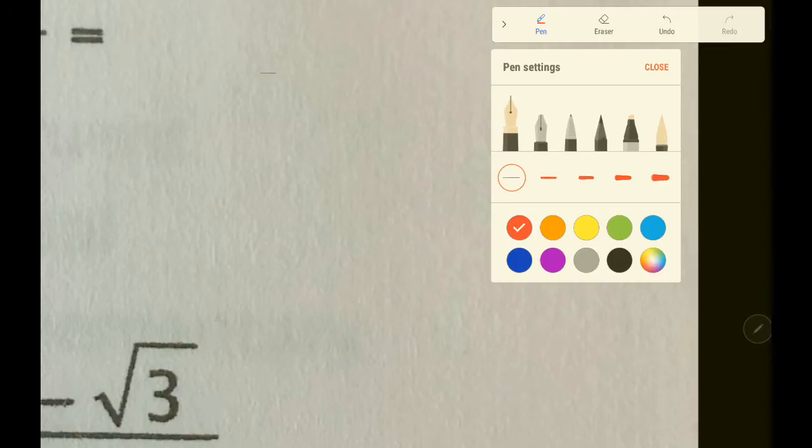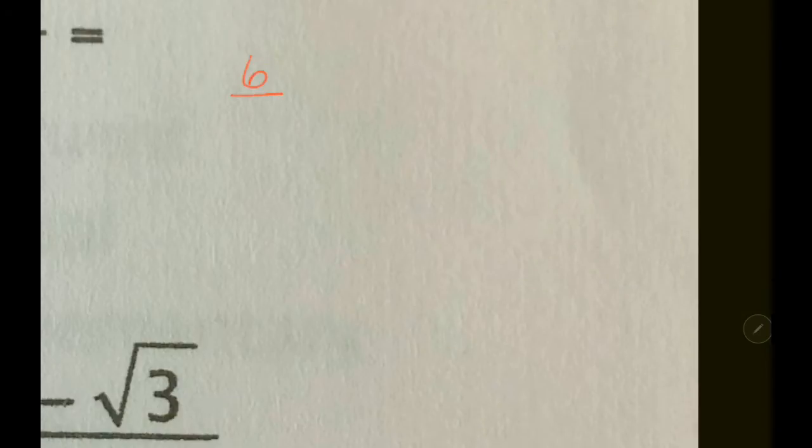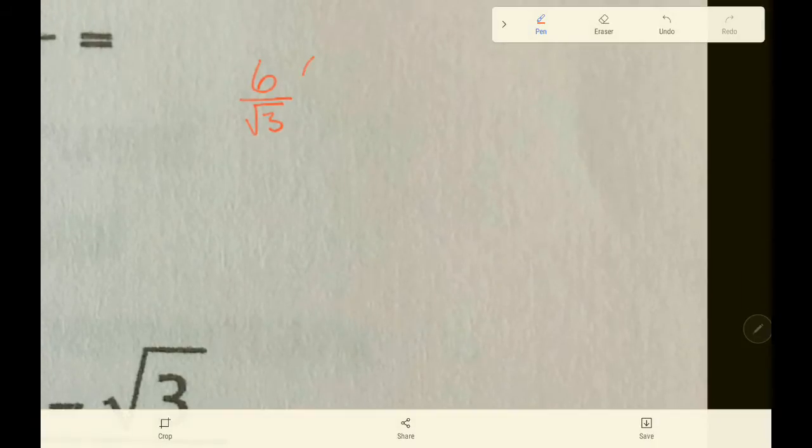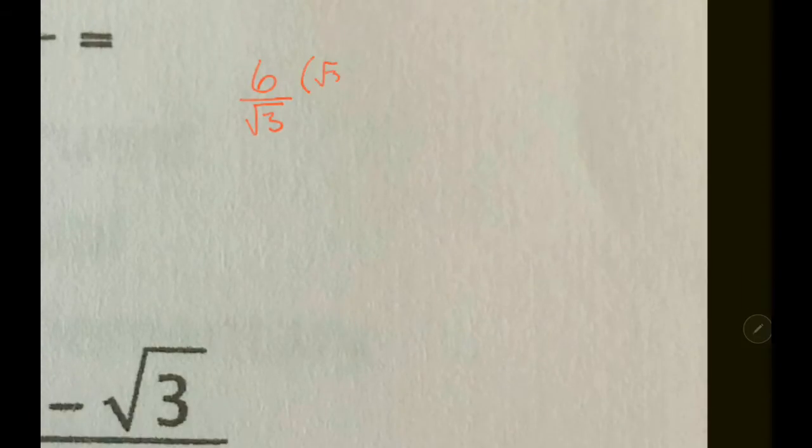So let's say I have 6 over the square root of 3, and I want to simplify that. This would be a good time to pause the video, because I'm going to just continue with this. We're going to multiply by square root of 3 over the square root of 3.